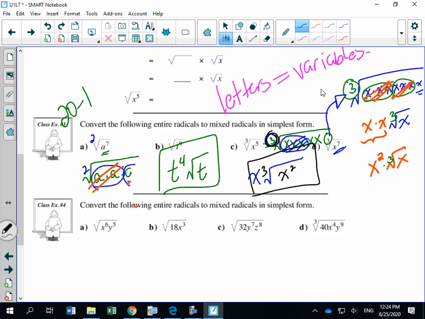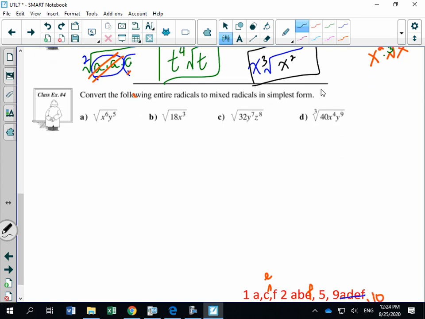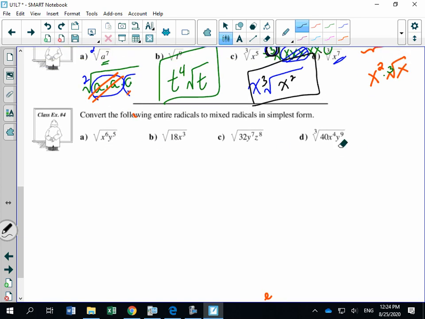Okay, let's do two of these together, and then you guys will do the other two. And if you guys could do this, you will get any question I give you on a test, right? You'll get math 20 right because this is essentially math 20 questions. Okay, I'm gonna do B and D with you.